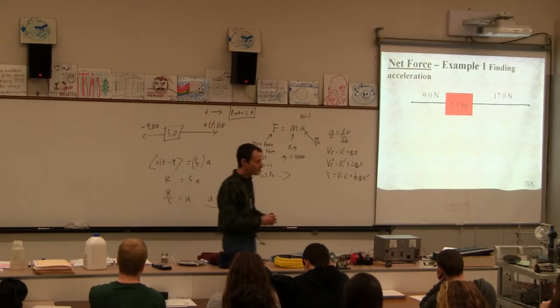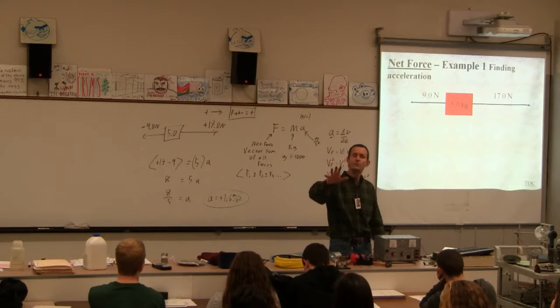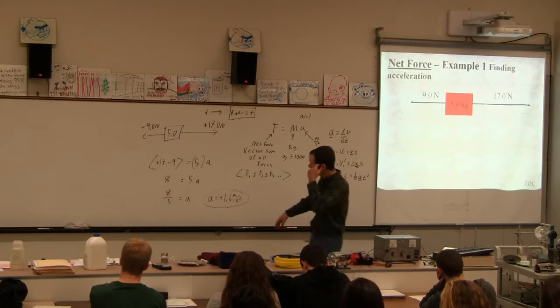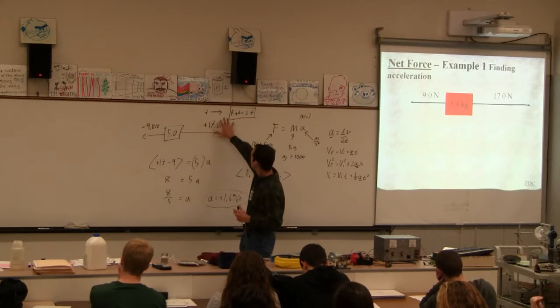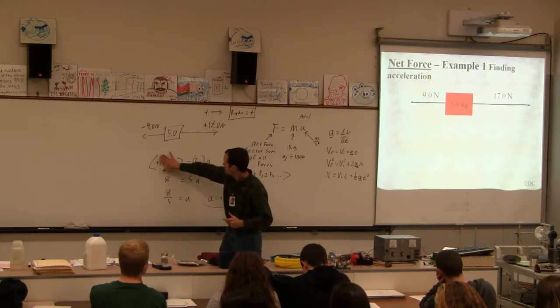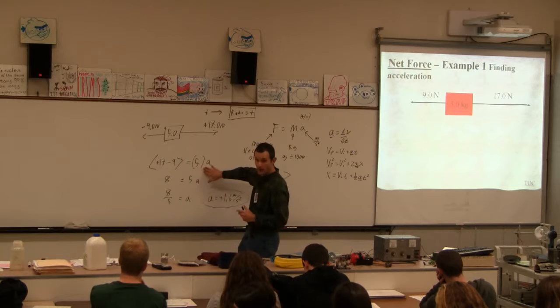Okay? Are we good on that? So that's one kind of net force problem, where you've got these forces and you've got to draw a picture, decide which way is positive, and set all the positive forces minus the negative forces equal to ma, right?